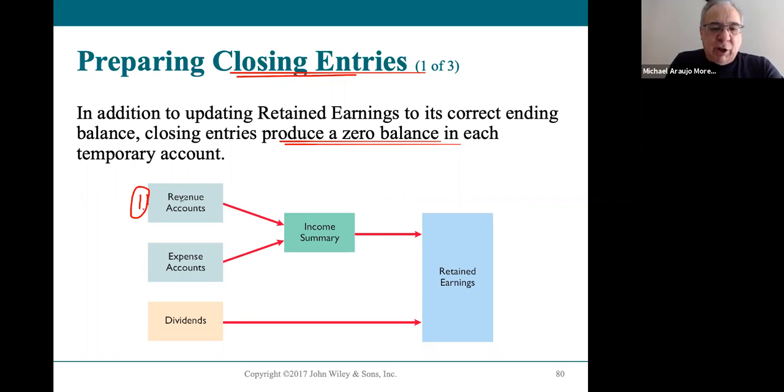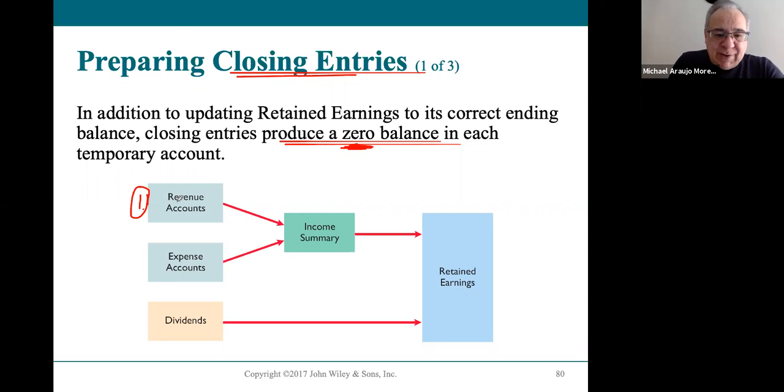The first step is we close the revenue account. So the revenue account has a credit balance, right? So in order to close it, it has to have a zero balance. So how do you get a zero balance in any account? Both sides need to equal. The credit side and the debit side have to equal. So if you have $100 on the credit side and $100 on the debit side, you do not have a balance. It's a zero balance. And that's basically how we close an account. Both sides of the account need to equal.